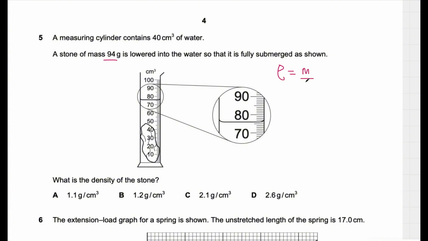We must get the volume of the stone. The 40 is not the volume of the stone. The 40 is the volume of water in the measuring cylinder. Now we have to read out what's this value.